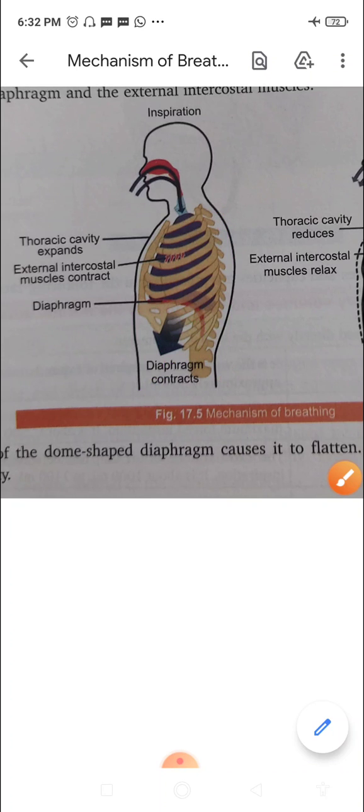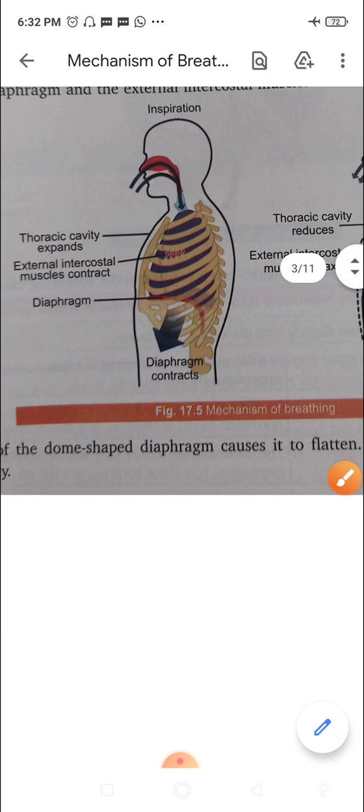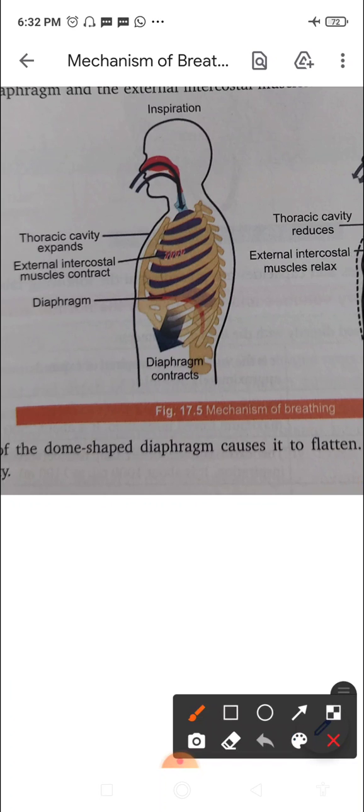If you look at the figure and see the height, this is the dome shaped part, the height of the thoracic cavity is only this much. Once it flattens, it contracts, the height further increases to this area, right? So contraction of the dome shaped diaphragm causes it to flatten, and this leads to the increase in the vertical height of the thoracic cavity.